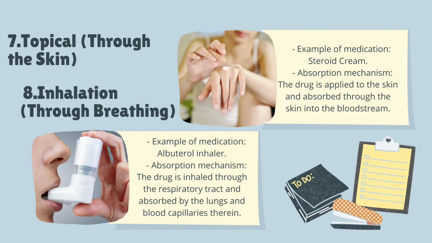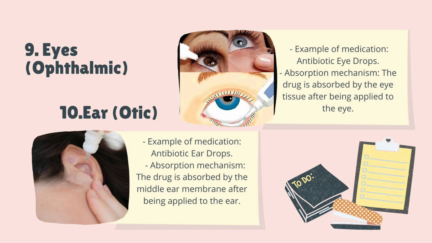Absorption mechanism: the drug is inhaled through the respiratory tract and absorbed by the lung and blood capillaries. 9. Ophthalmic. Example of medication: antibiotic eye drops. Absorption mechanism: the drug is absorbed by the eye tissue after being applied to the eye.